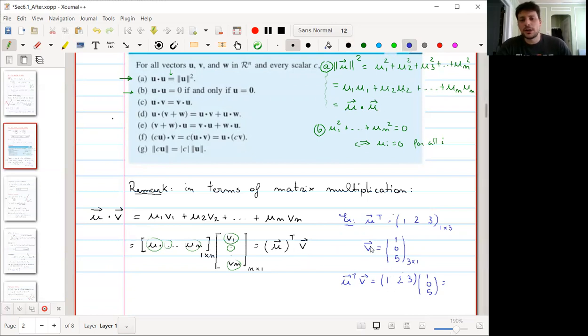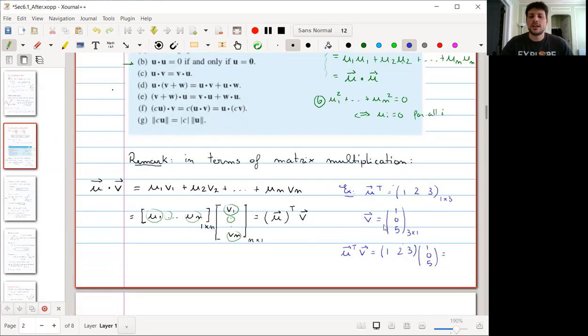Here's a little example just with numbers. If I want to think about the dot product between the vector U, 1, 2, 3, which I already transposed here, and V is 1, 0, 5, when I multiply them with matrix multiplication, I do exactly 1 times 1 plus 2 times 0 plus 3 times 5, which is 16. And that's exactly identical to what I would get if I were to dot them with one another.